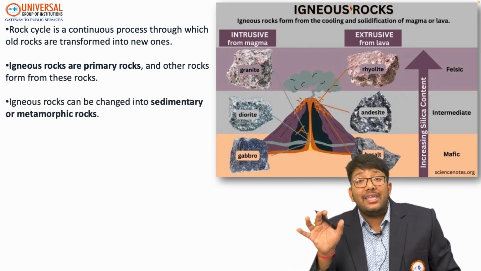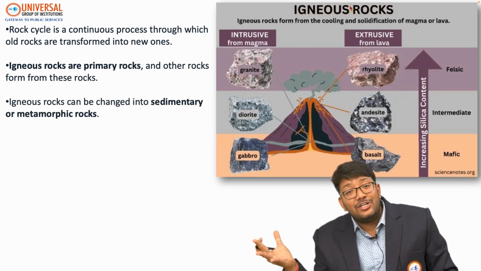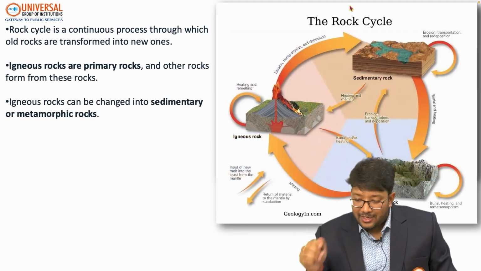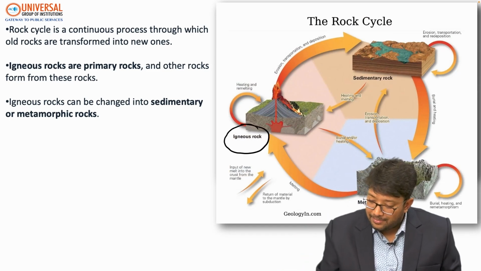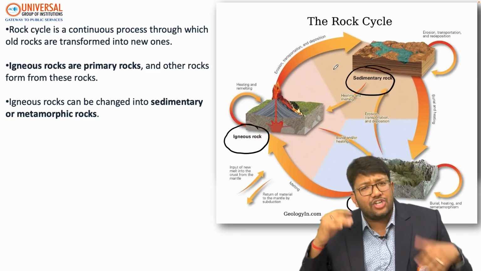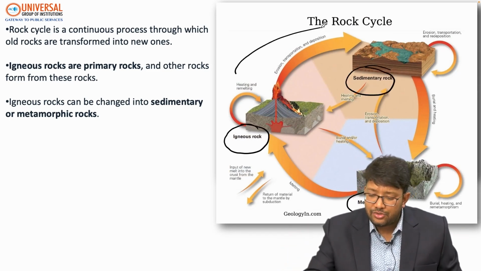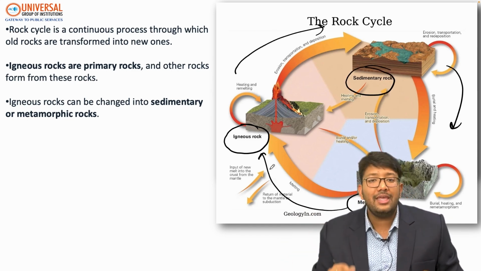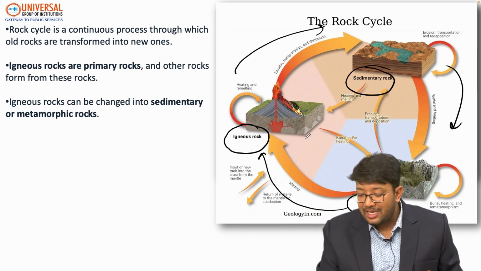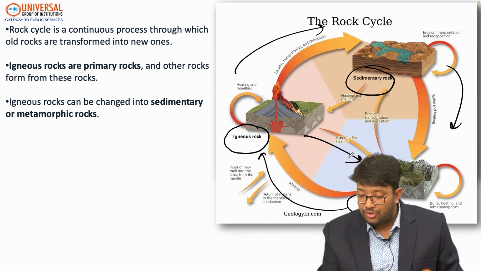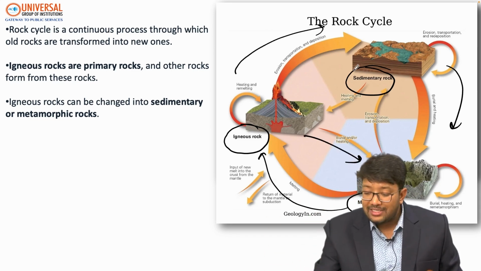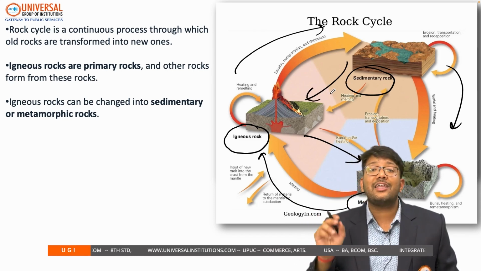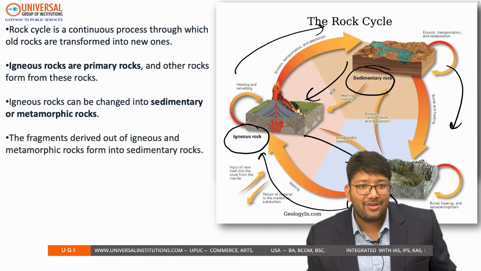So igneous rocks can be changed into sedimentary or metamorphic rocks also. This is the rock cycle: igneous, metamorphic and sedimentary. Generally it goes from igneous to sedimentary, from sedimentary to metamorphic, and from metamorphic to igneous. But sometimes igneous rocks directly convert to metamorphic rock, or sedimentary rock directly converts to igneous rock also. It's like a food chain and food web, you have to remember that.